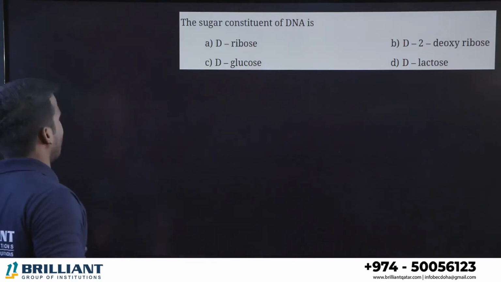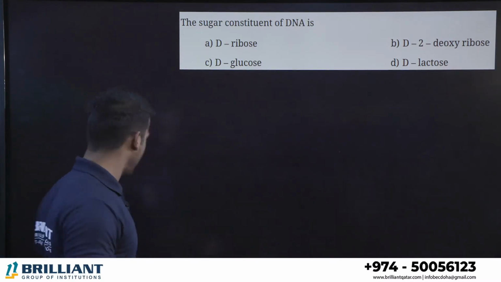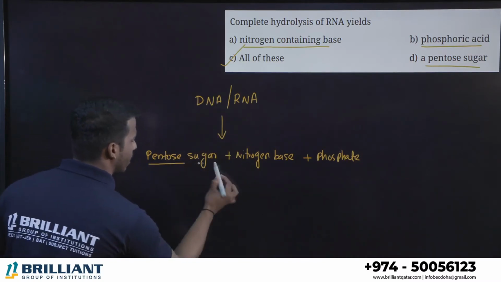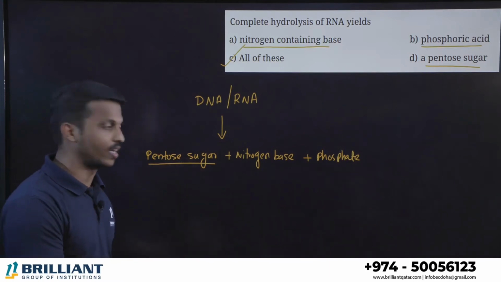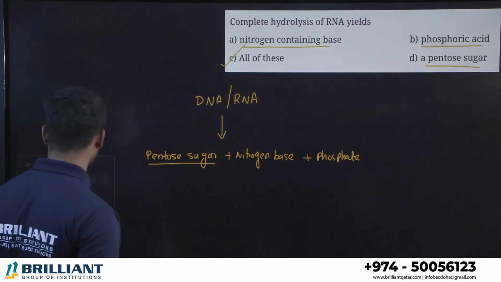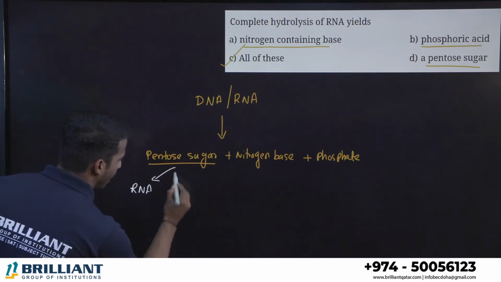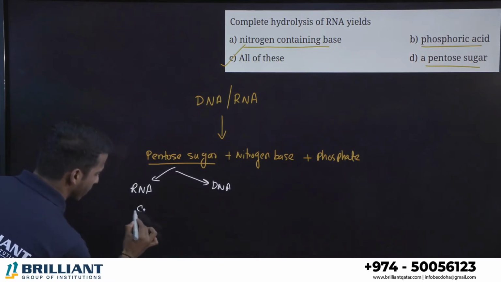Correct? Next one. What is the sugar constituent of DNA? DNA, RNA on hydrolysis will give you a pentose sugar. What is the name of the pentose sugar in DNA and RNA? You may study it. First of all, let me tell you RNA, then we can go to DNA. You may study the structure also. This is very simple to know.